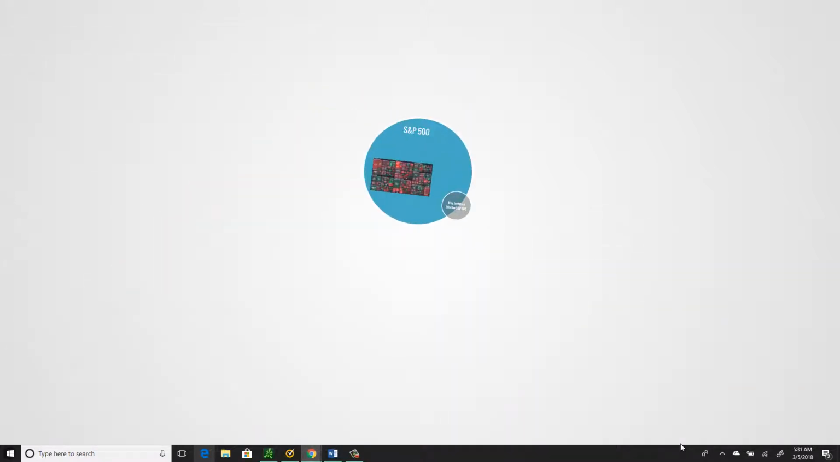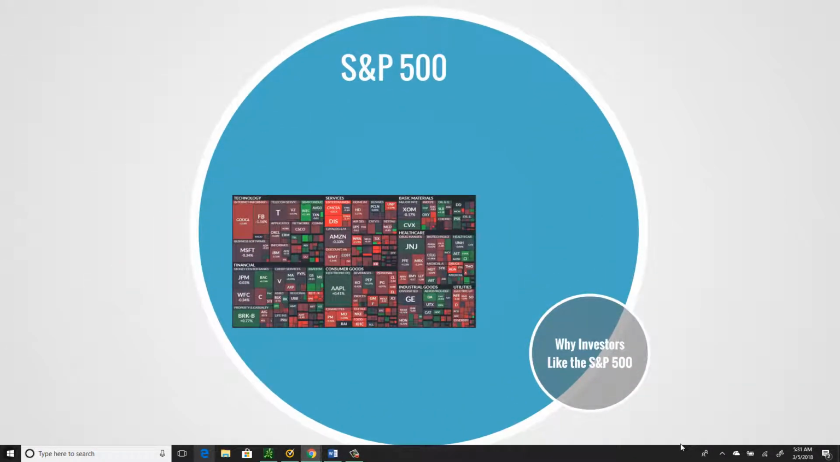Now, the S&P 500 is also a market-weighted index. It's made up of 500 large-cap stocks. So just right off of the beginning, the Dow Jones is made up of 30, the Nasdaq Composite is made up of 2,500, and the S&P is made up of 500. Well, what are the differences?